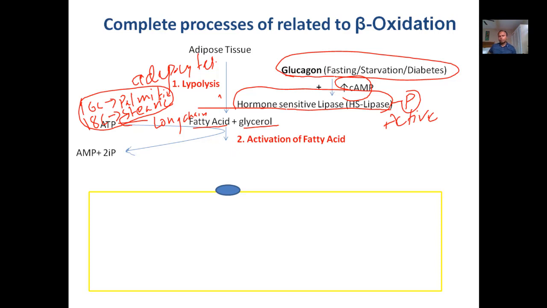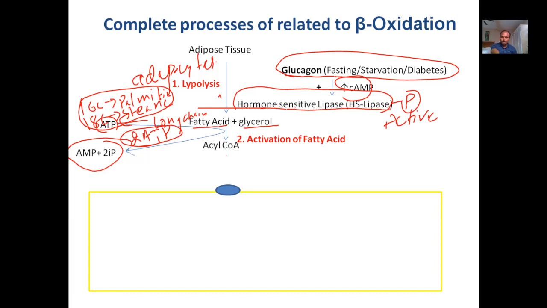This step is called activation of fatty acid. Now this is the only step where ATP is utilized. So ATP converts here into AMP. That means this is equivalent to 2 ATP, utilization of 2 ATP. You can see a similar reaction in amino acid activation during translation. So fatty acid converts into acyl coenzyme A.